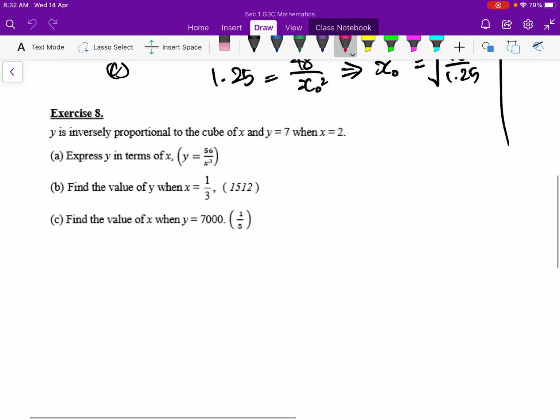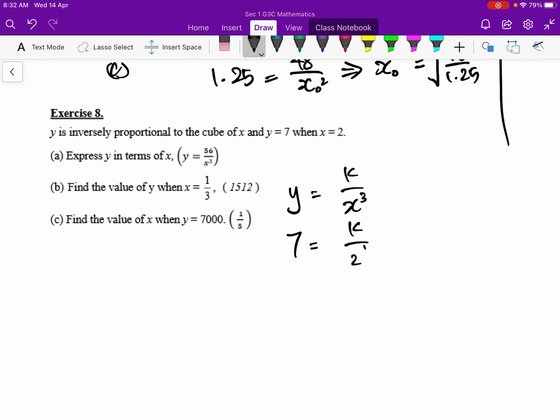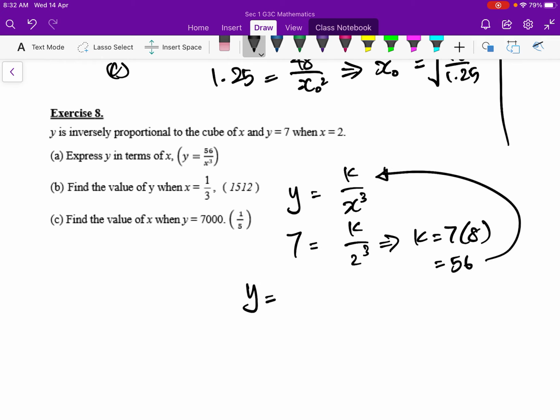So y is inversely proportional to the cube of x. Straight away, y equals k over x cubed. That's our formula. They gave us information: 7 equals k over 2 cubed. Therefore, k equals 7 times 8, which is 56. And we're going to substitute this back inside here. Our updated formula is now y equals 56 over x cubed. That's for part A.